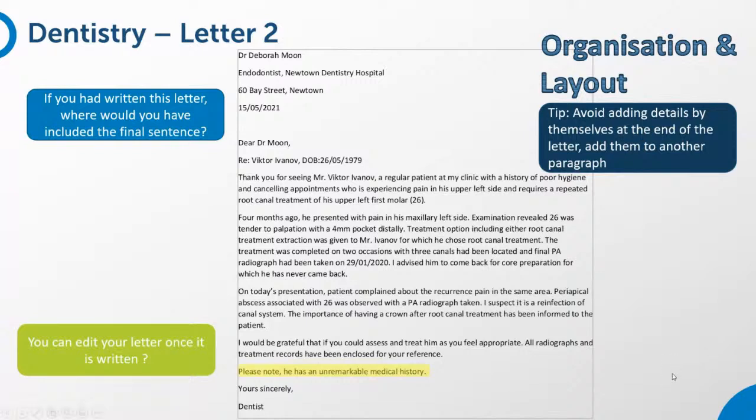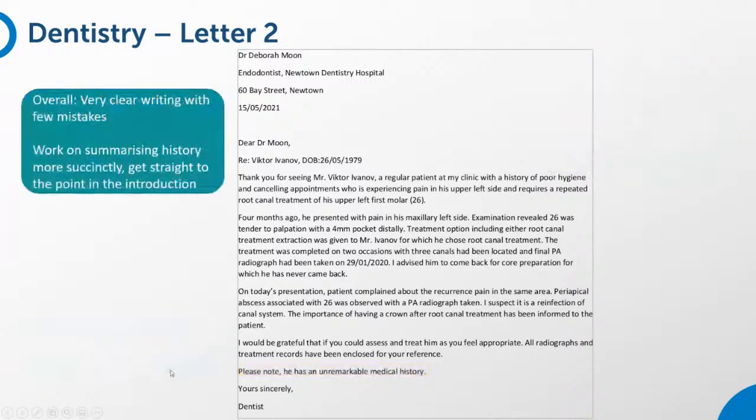So overall, the writing in this letter is also very clear, with few mistakes, but this candidate should focus on summarizing the history of the situation more succinctly, so avoiding that unnecessary background detail, and making sure that the introduction gets straight to the point for the reader. So I'm going to show you one more letter.